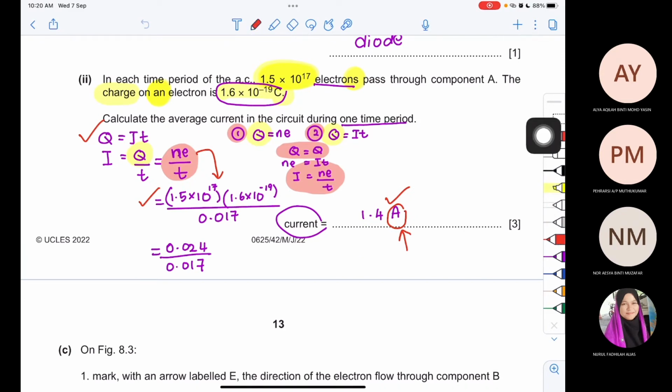So marking dia. First mark here, writing the formula ni. Second mark, you have this one, then you substitute values. Then third mark, answer with correct unit. You mesti provide the unit. Any question?